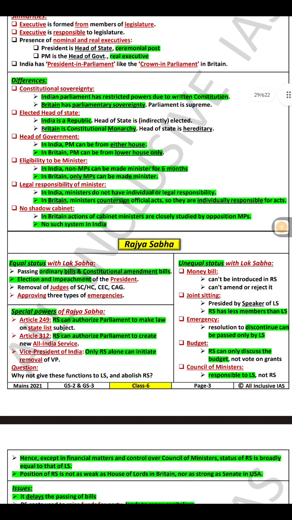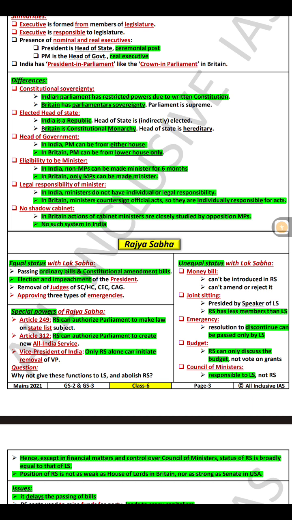Eligibility to be minister. In India, non-MPs can be made minister for 6 months, whereas in Britain, only MPs can be minister. Legal responsibility of minister. In India, ministers do not have individual or legal responsibility, whereas in Britain, ministers countersign official acts, so they are individually responsible for acts.